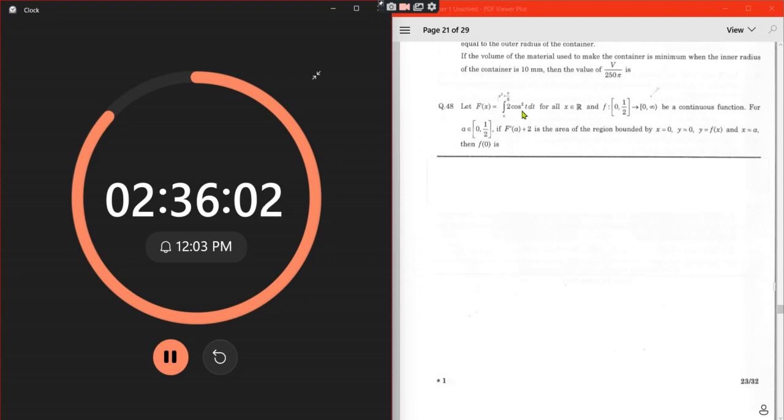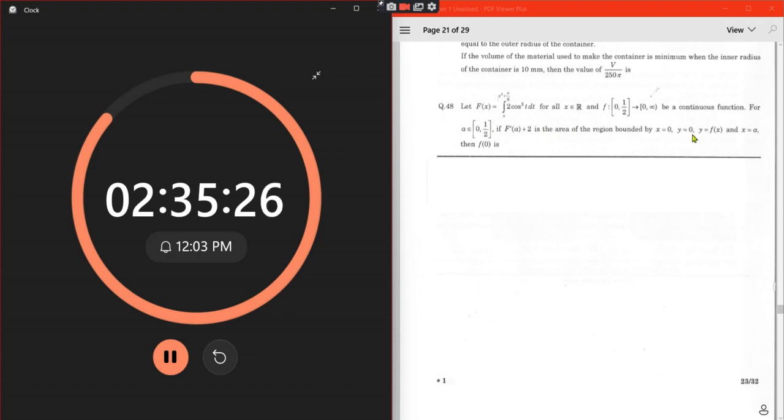For all x belonging to real, and capital F is a continuous function from 0 to infinity. For a belonging to 0 to 1 upon 2, f dash of a plus 2 is the area of the region bounded by... So right, you just want f of 0 basically.